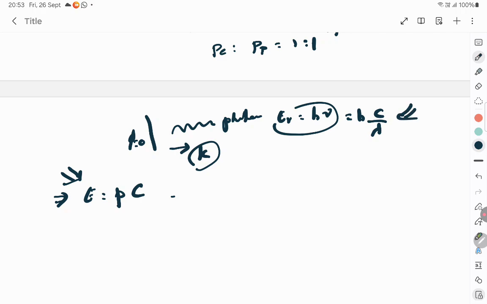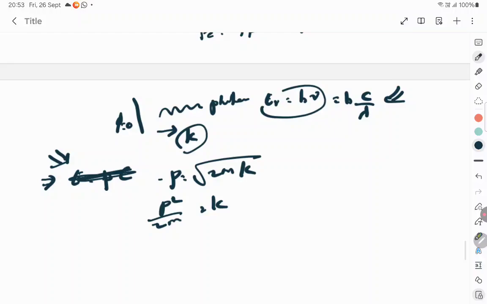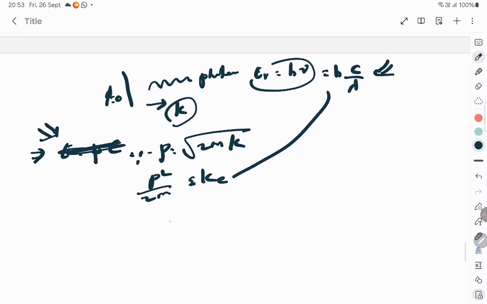Then kinetic energy of the electron. Let's write it using this formula. Momentum is equal to root of 2m kinetic energy, so p square by 2m is the kinetic energy of the electron. Because this question is talking about momenta, I have to choose this formula which relates to kinetic energy. And the ratio of it is what they are asking. So the ratio of the incident energy, the energy of the photon, by the kinetic energy of the electron is h into c by lambda by p square by 2m.